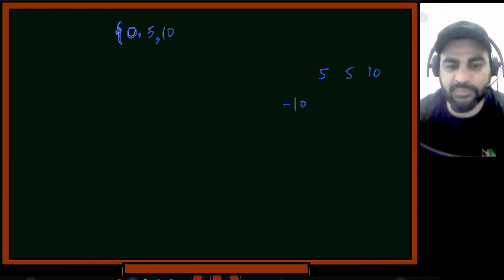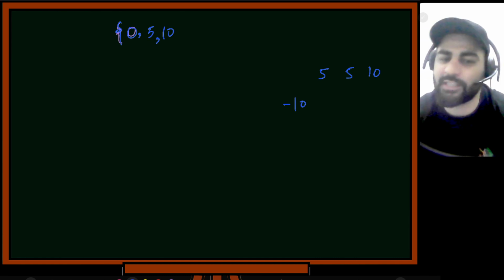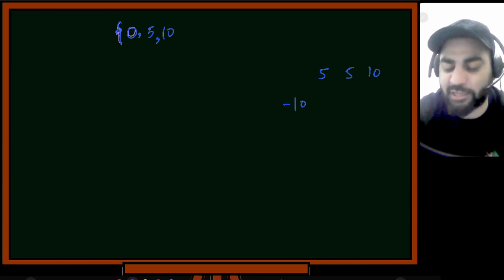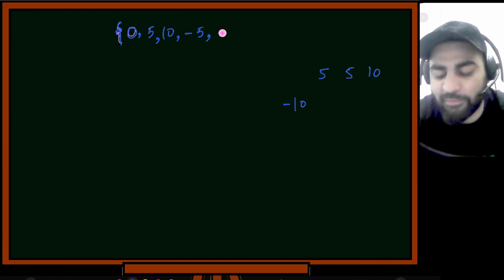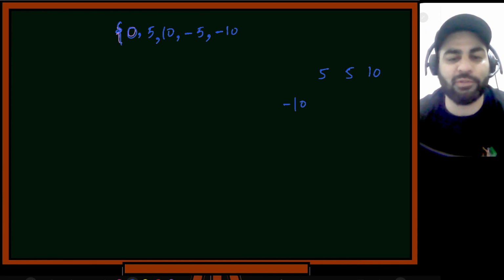Sorry to interrupt, sir. Is there a chance that we pay 10 rupees first, the entry fee, and then we lose every game? Yes. You can lose everything. You can have this minus 10 also. Then you can have minus 5 also. You can have minus 10 also. That's why these are all possibilities of the amounts that you can have.